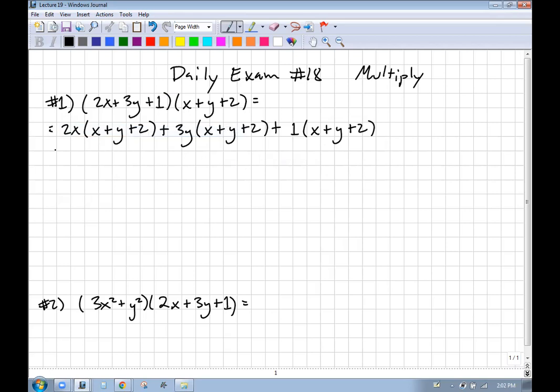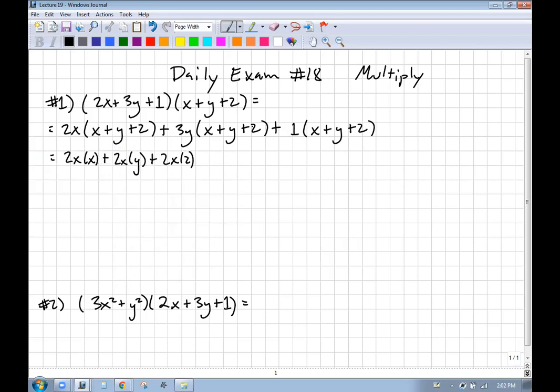Now we're almost there. Now we want to do what we just did to this. We need to take this 2x and multiply it by the x. And we want to take the 2x and multiply it by the y. And we want to take the 2x and multiply it by the 2. Okay. Let's squish this a little bit.